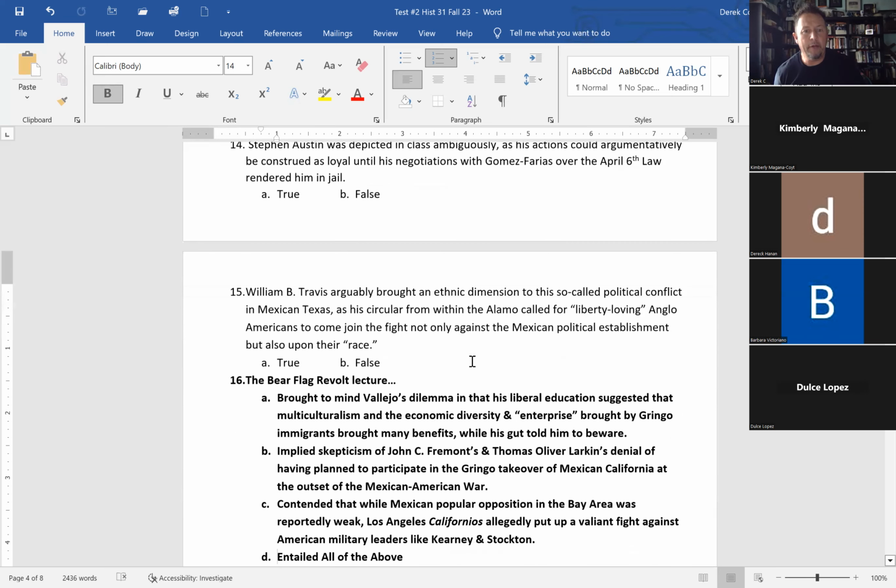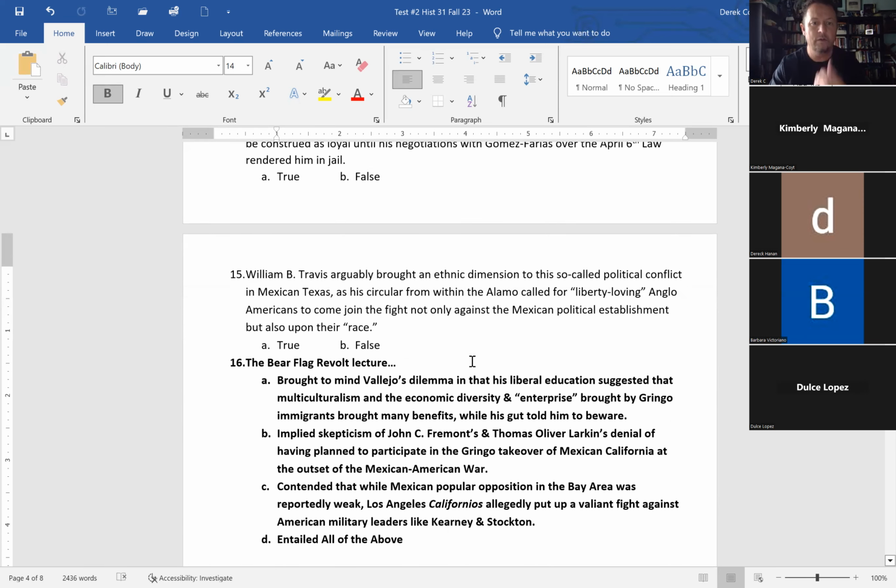Right. The Bear Flag Revolt lecture brought to mind Vallejo's dilemma. Remember, he was a comandante general of the Mexican troops here in California. Brought to mind his dilemma, and that his liberal education suggested that multiculturalism and economic diversity and enterprise brought by gringo immigrants would bring many benefits, while his gut told him to beware. That is absolutely true.